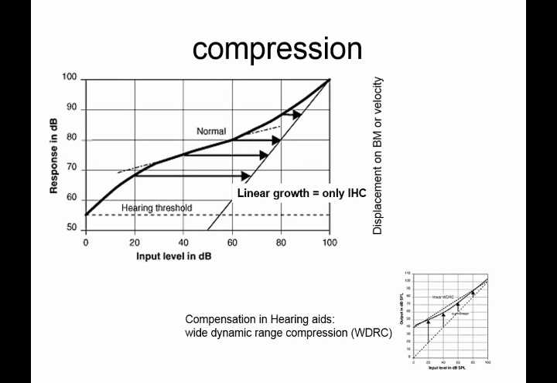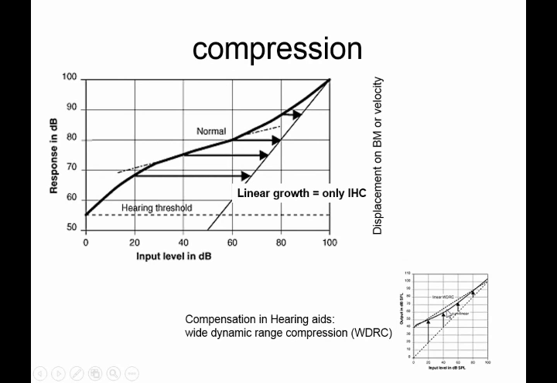I put a figure down here, the wide dynamic range compression, to illustrate that this is pretty much what a hearing aid does. Let's assume we have a severe hearing loss, which means effectively all the outer hair cells are dead. We only have inner hair cells left. We only have linear growth, like this, and we make the output louder, so at 0 dB we amplify up to 40, and then we follow roughly this curve.